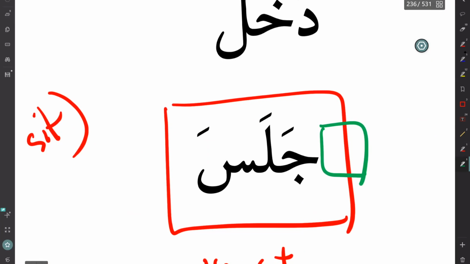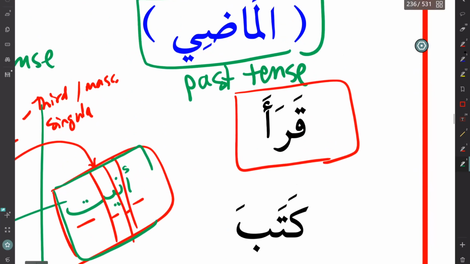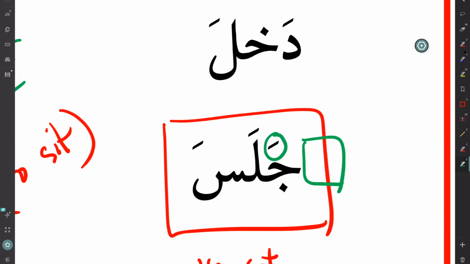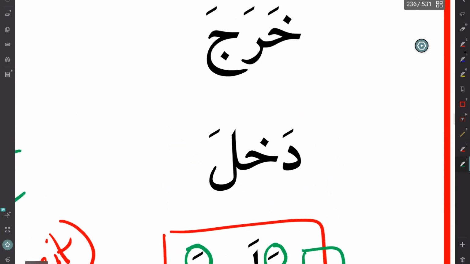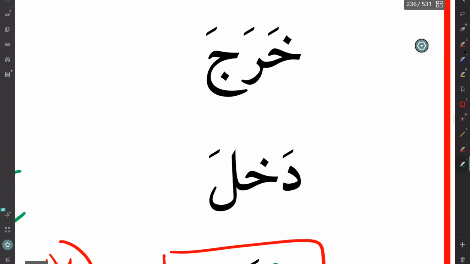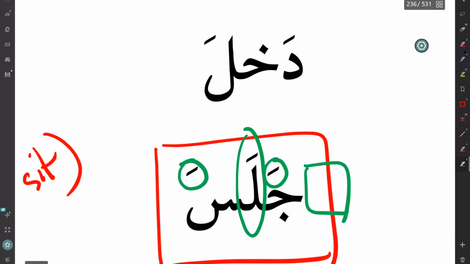Generally, the past tense verb will start with fatha. The first letter will have fatha. Okay, for example, we have jalasa, dakhala, kharaja, fataha, kataba, qara'a. All of them have fatha, right? And also generally, when it doesn't have a suffix, it will be ending with fatha. Okay, see, jalasa, dakhala, kharaja, fataha, kataba, qara'a. All of them have fatha, right? So one thing which might change is the middle letter. The middle letter sometimes might be fatha, sometimes might be dhamma, sometimes might be kasra. Okay, this is something that will change.